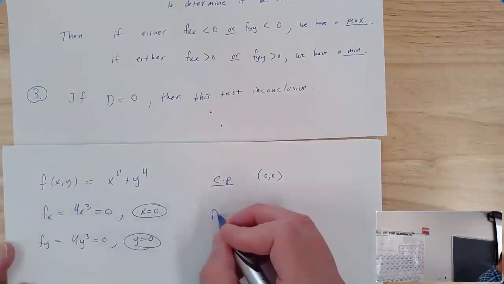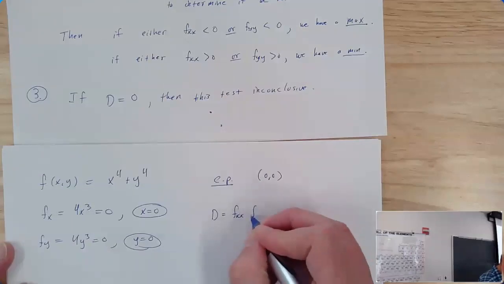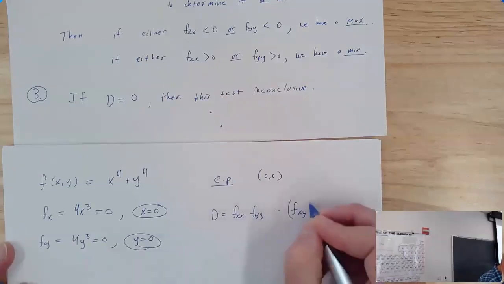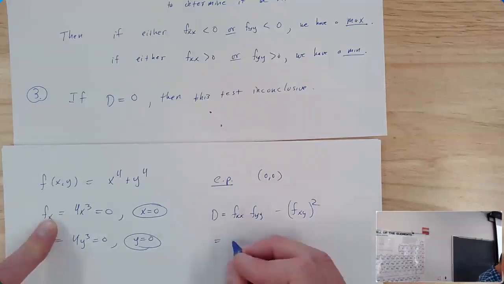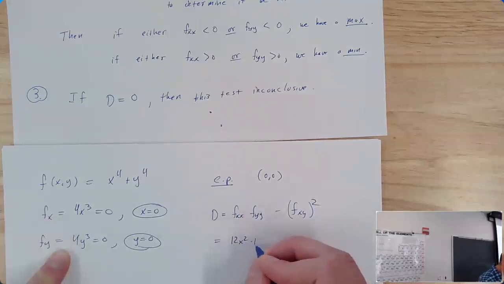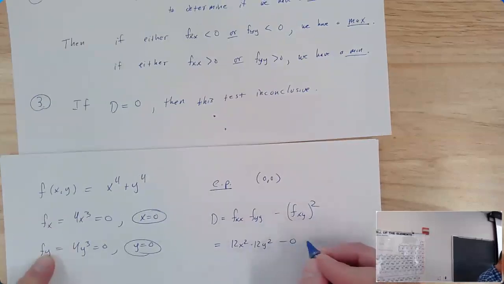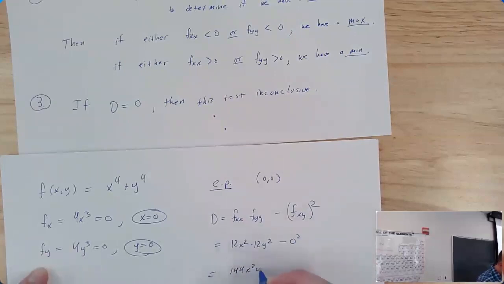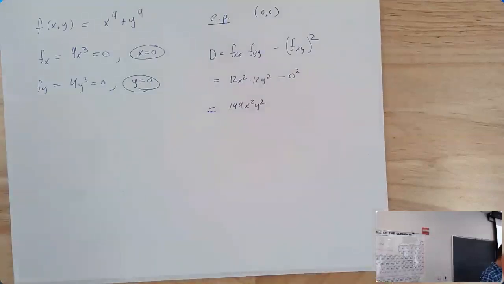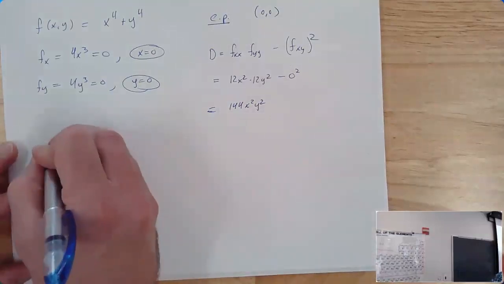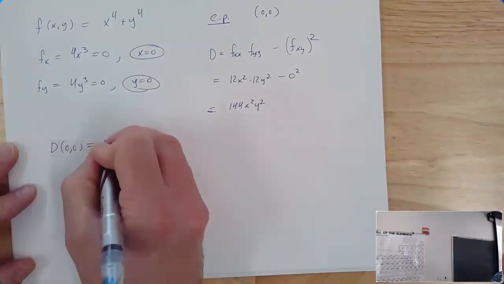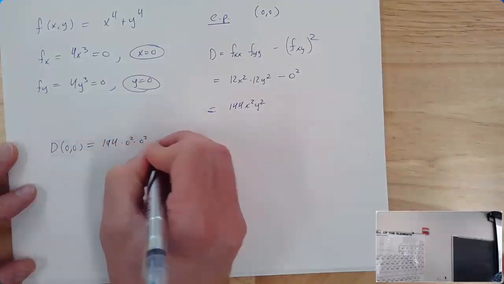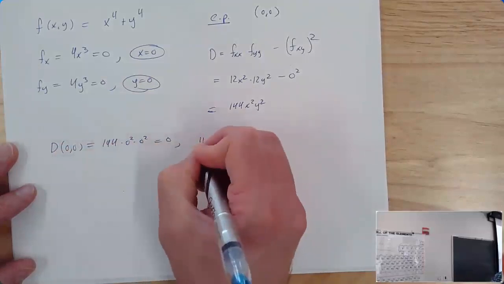But to calculate D, it's going to be fxx times fyy minus fxy quantity squared. And we're going to get, let's see, fxx is going to be 12x squared. Fyy is going to be 12y squared. Fxy is going to be 0 squared. So this is equal to 144x squared y squared. And if our point was anything other than 0, 0, we would be able to get a conclusive result. But here, if we plug in the point 0, 0 for D, we get 144 times 0 squared times 0 squared, which is 0, which is inconclusive.